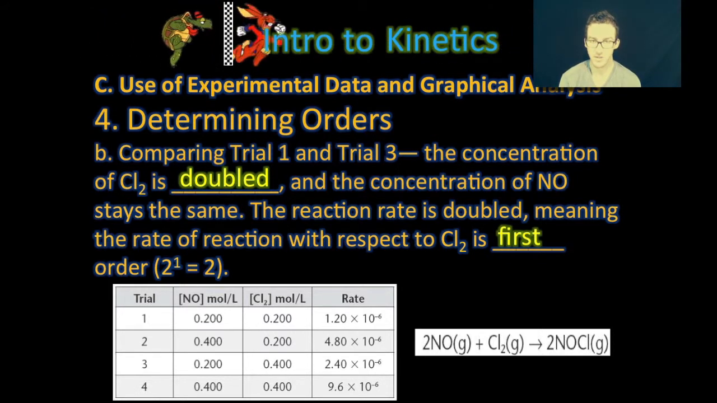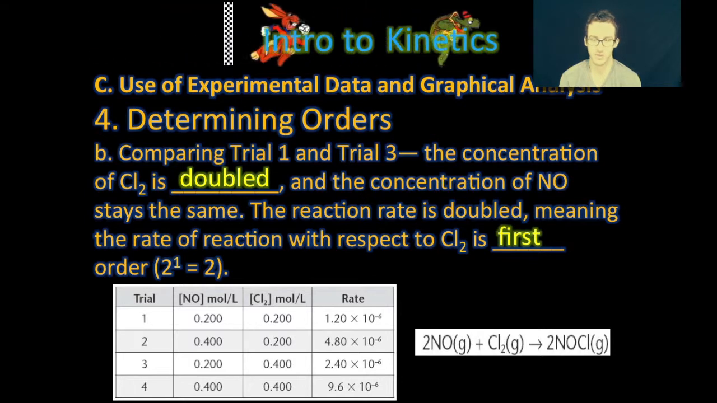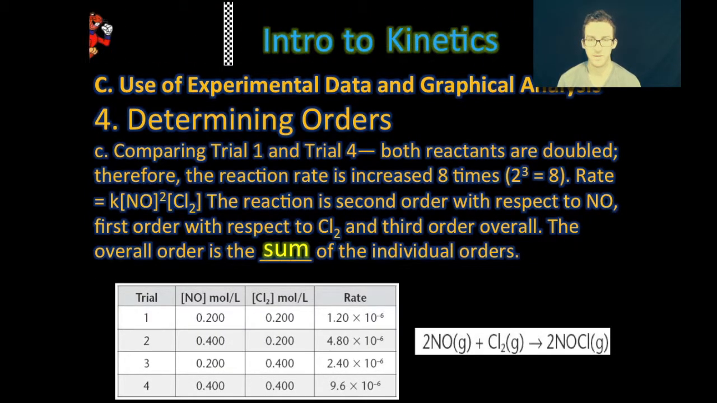And when we say first order, we simply mean that the rate is directly proportional to the concentration of one of those reactants. Now, when you want to figure out what the order is overall for the reaction, all you have to do is simply sum together the individual orders of each of the individual reactants. So in this example, because the reaction was second order with respect to the NO and first order with respect to the chlorine gas, the sum of those two, 2 plus 1, is going to be 3. So this is third order overall.